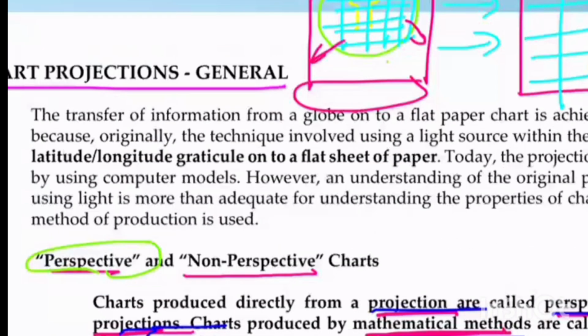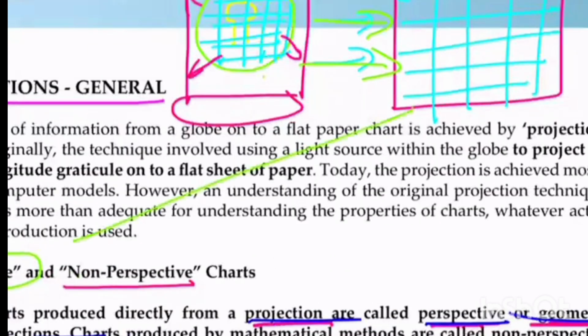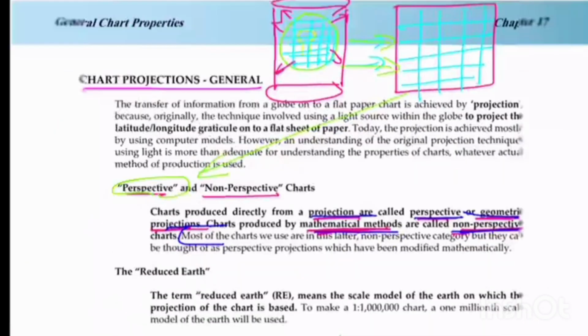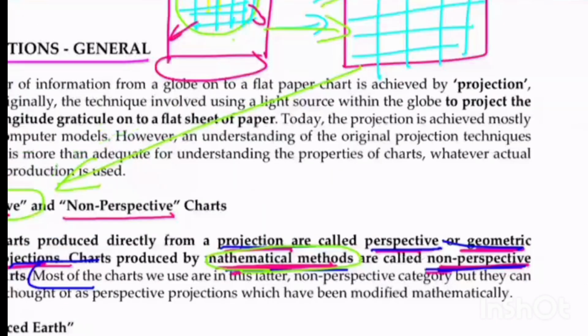Perspective means you have taken a light source. Whatever lines are coming onto this, it is taken as it is. Such a chart is called a perspective chart, or it is also called a geometric chart. No changes in the meridians, latitude arrangements, nothing is done. Any chart which is based on mathematical methods, where you do some kind of mathematical adjustment between meridians, latitudes, longitudes, or you prepare everything mathematically, a mathematical model, that is called a non-perspective chart.